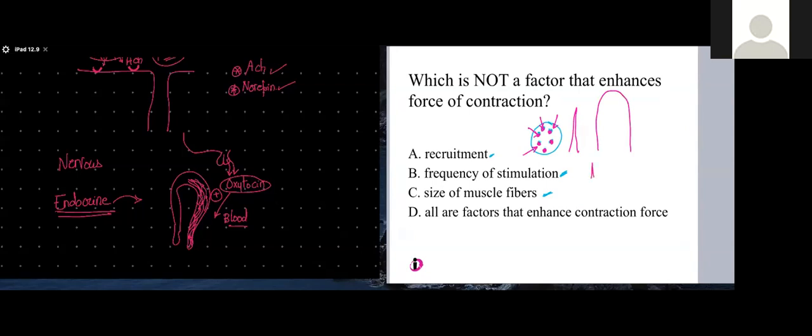Frequency of stimulation. Remember, faster stimulation results in what? I'm preventing the muscle fiber from completing its relaxation phase. This results in a stronger muscle contraction. Remember, size of the muscle fiber: smaller muscle fibers will create weaker contractions compared to medium-sized muscle fibers compared to large muscle fibers. So the larger the muscle fiber, the stronger the contraction it's going to be able to perform.